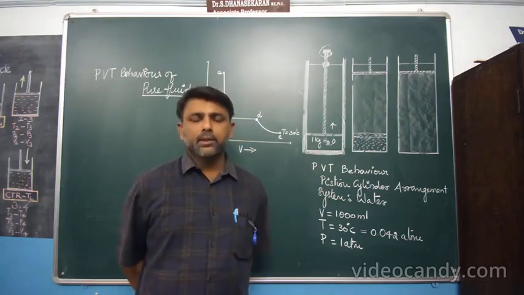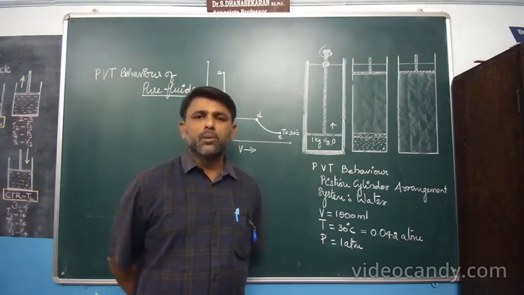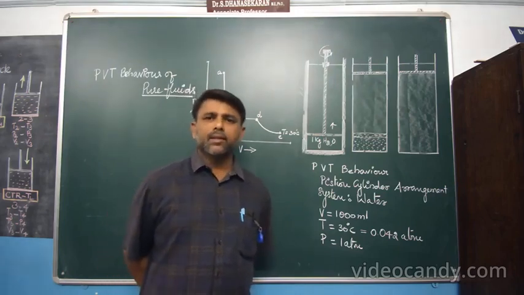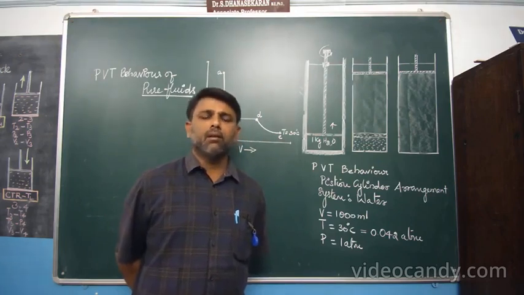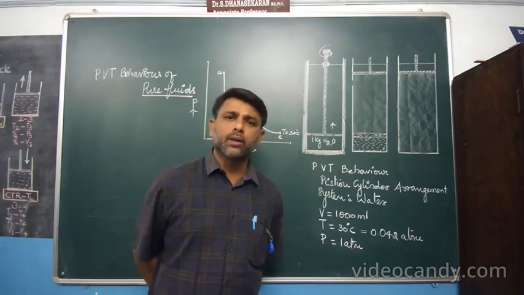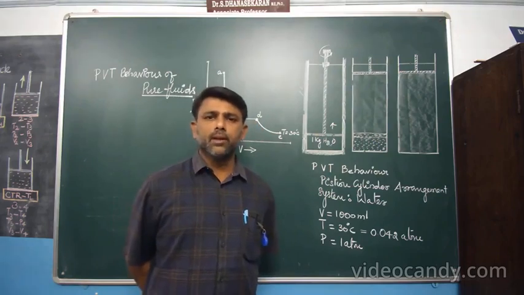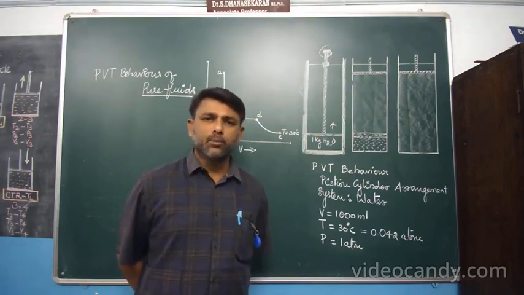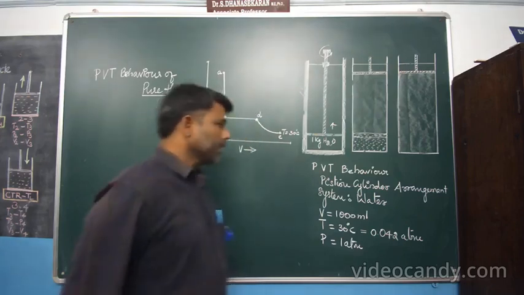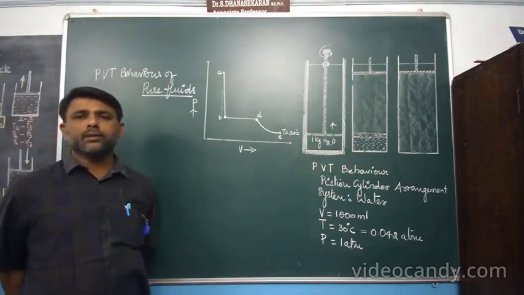A pure fluid is nothing but a system that consists of only one component whose chemical composition is uniform throughout the system. It may exist as vapor, liquid, gas, or even in supercritical fluid form. Next, PVT behavior: pressure, volume, temperature of the system.